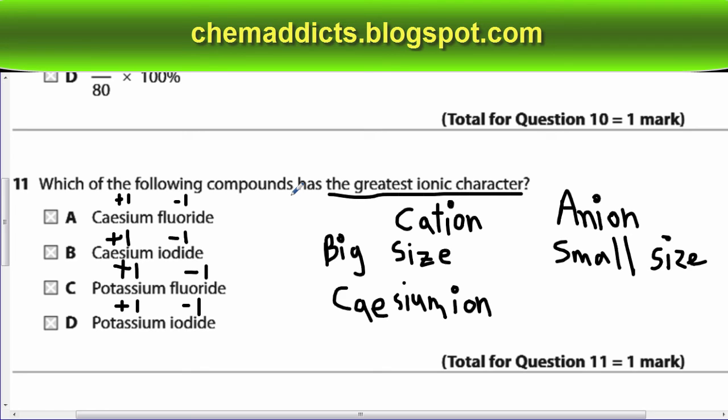Fluoride ion is the smallest anion. I hope that you have got the answer. You can guess the answer. I hope that you have guessed the answer. The answer should be A.